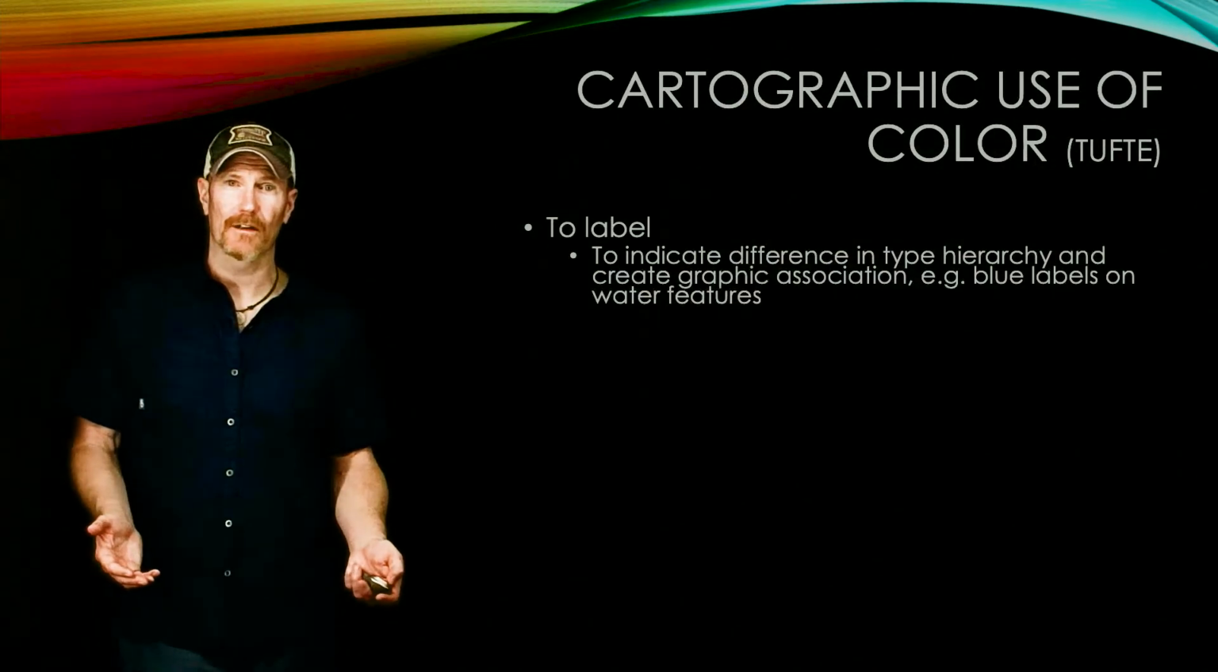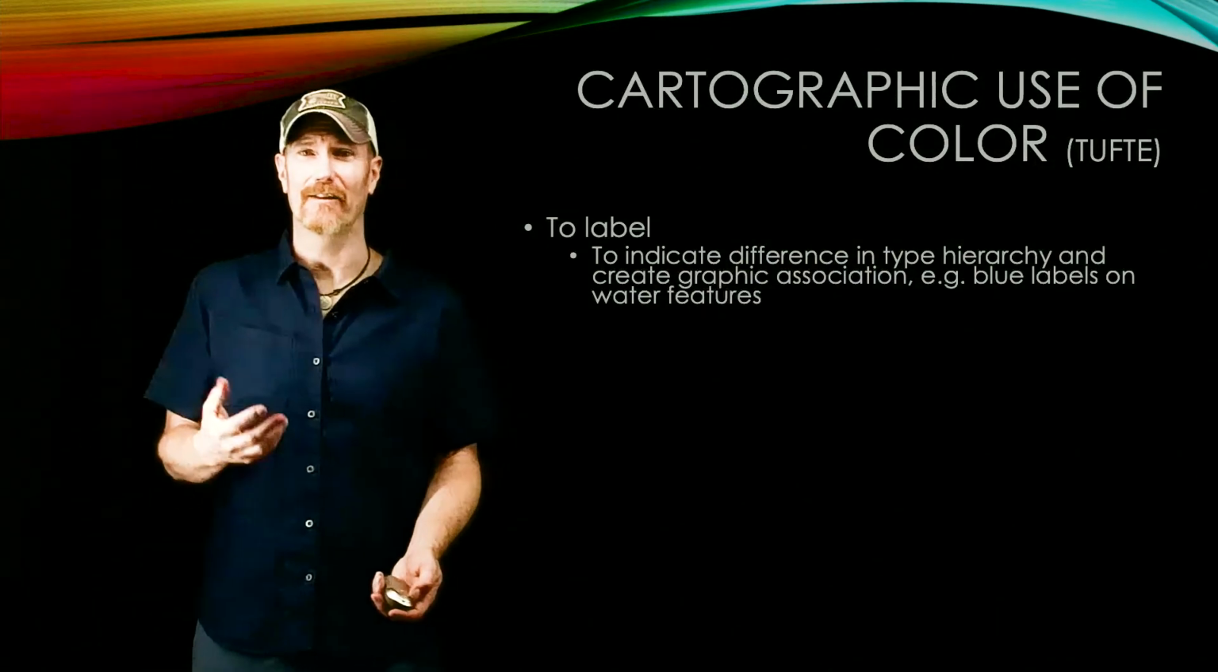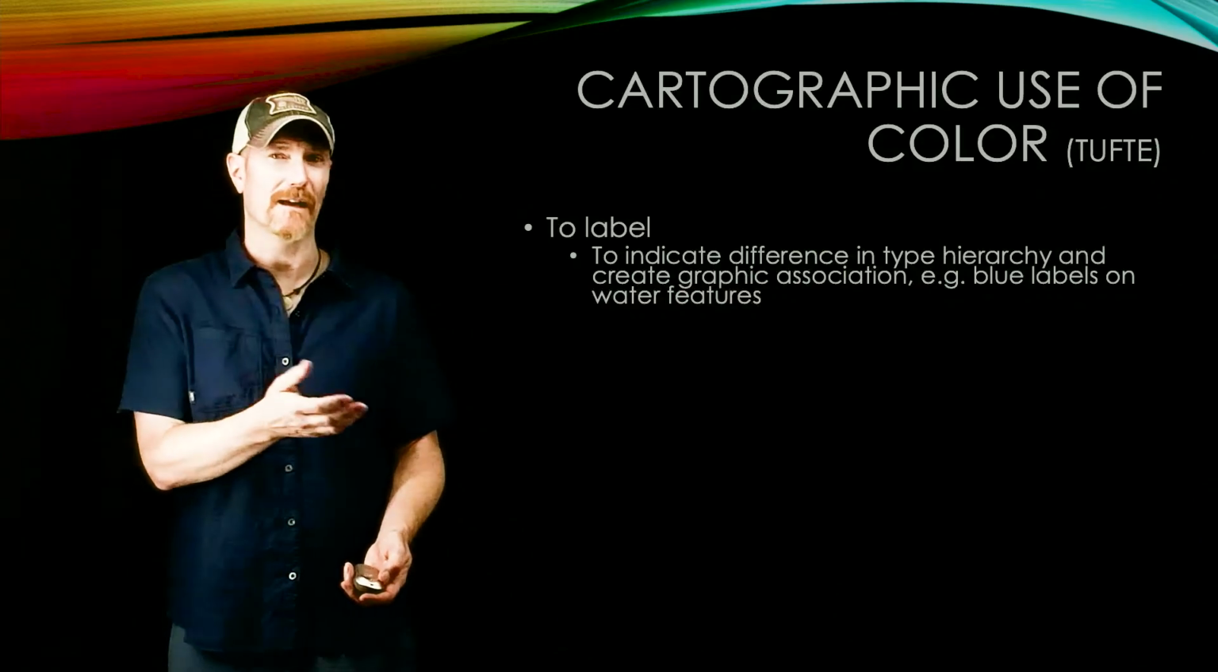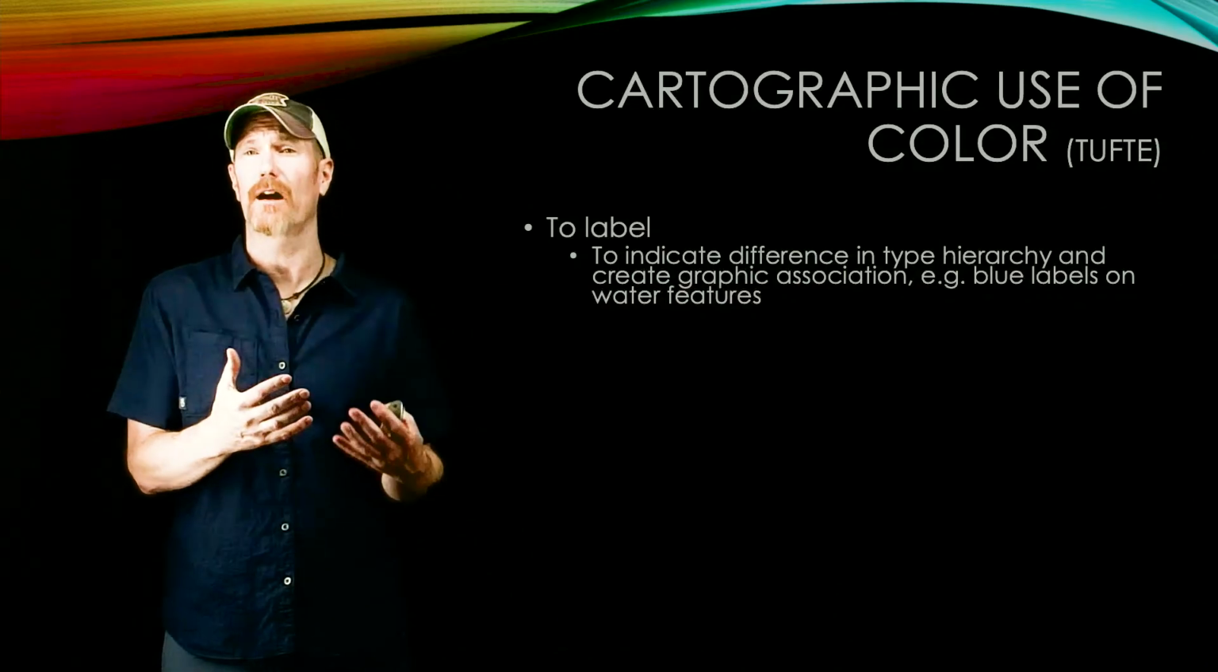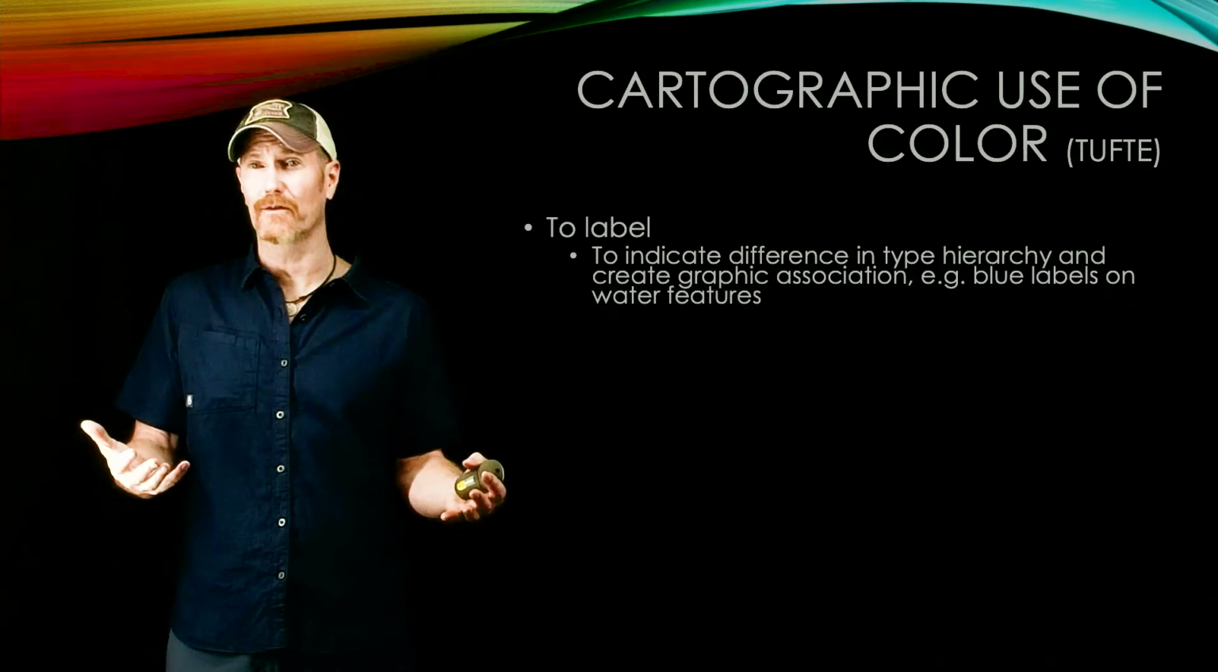So what do we use color for? To label, right? It indicates differences, not only because we might use different types, but we might start to get a really complex map and we run out of options for different typesets.